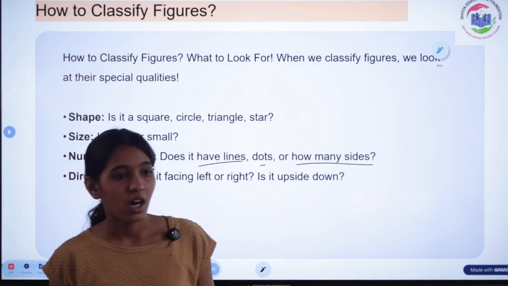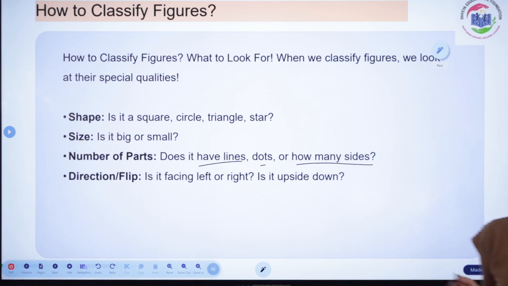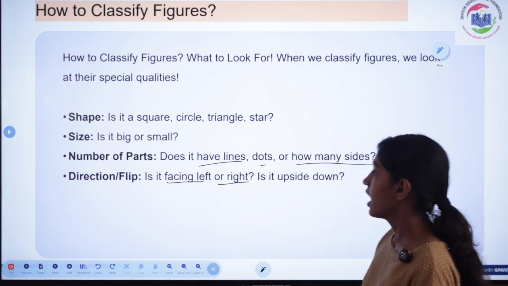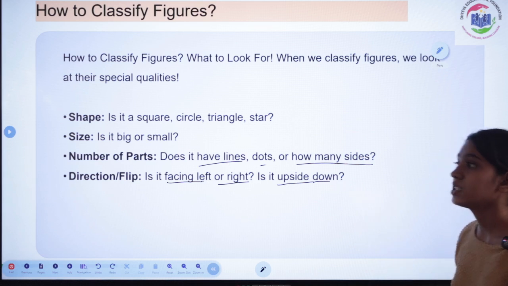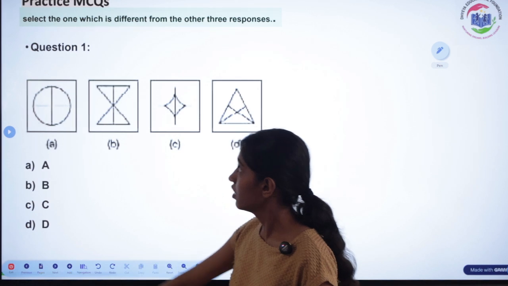And also we observe the pattern. What type of pattern is the figure following, and direction or flip. Is it facing left or right? Is it upside down? These are some qualities of figures we are going to observe to classify figures into various groups and find the odd one out, which is the one out of the group.